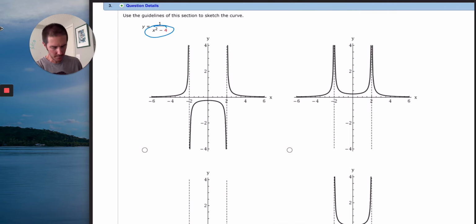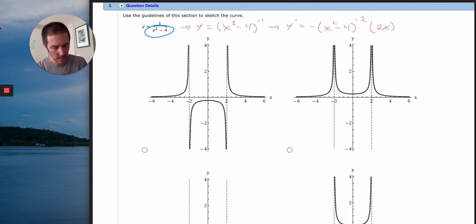I'm going to calculate the first derivative with a little bit of a cheat. I'm going to take my original equation and rewrite it as the quantity x squared minus 4 to the negative first power. That way I can use the power rule and the chain rule in order to take the derivative of this. So let's go for y prime equals, I'm going to take my exponent of negative 1, multiply it out front, keep my argument, x squared minus 4, decrease my exponent by 1, it becomes a negative 2, and then I have to multiply by the derivative of the argument, which is 2x.